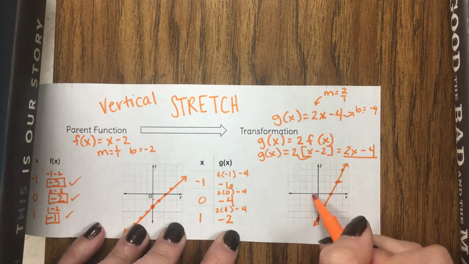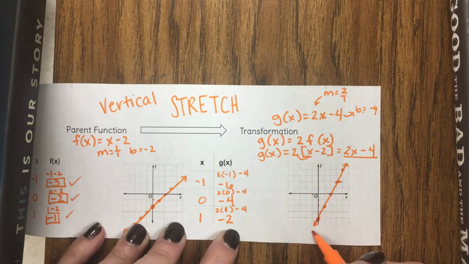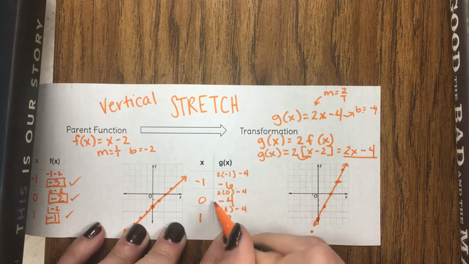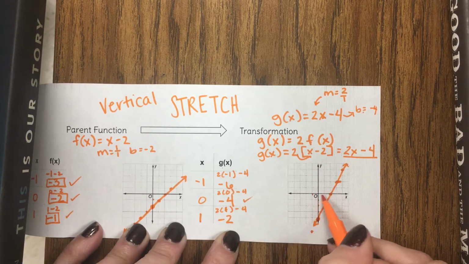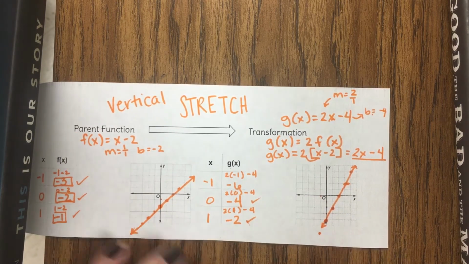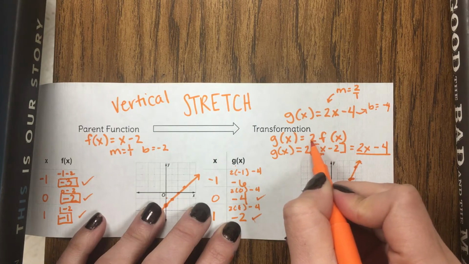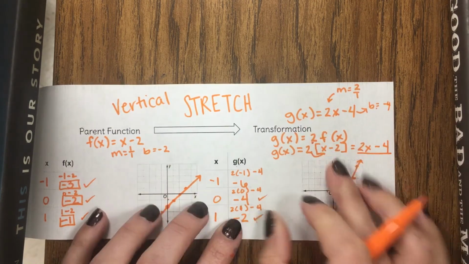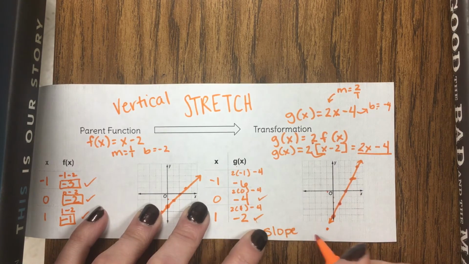At -1, I would have -6, so -1 goes to -1, 2, 3, 4, 5, 6. I bet it hits, though. At 0, I'd be at -4. Sure am. At 1, I'd be at -2. And that looks good. So when you're vertically stretching a line, or you're multiplying the function by any whole number, your slope is going to become steeper.